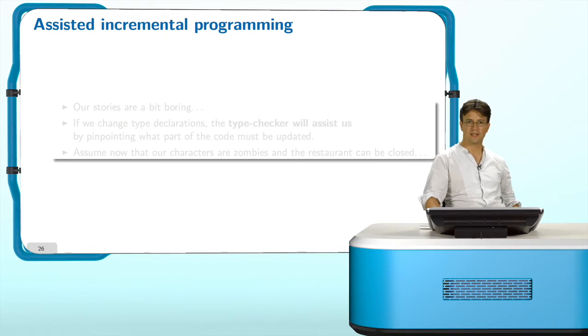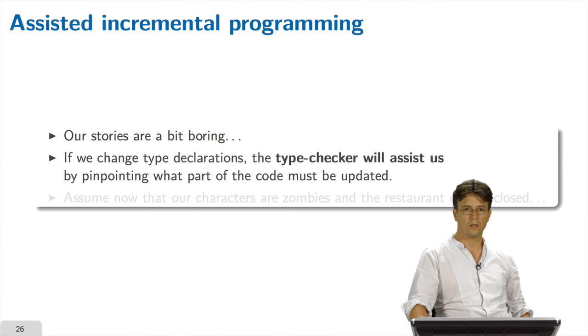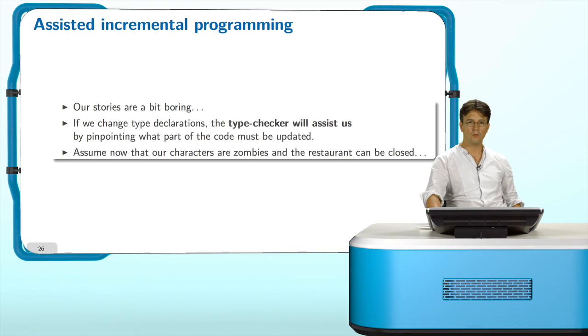We have just seen that types are very convenient to direct the programmer into what must be implemented and when. But for the moment, we must admit that our stories are a bit boring. We want to adjust some type declarations in order to improve the quality of these stories. What we will see is that the type checker is able to assist us by pinpointing what part of the code must be updated. So now we will assume that our characters are zombies and that the restaurants can be closed.